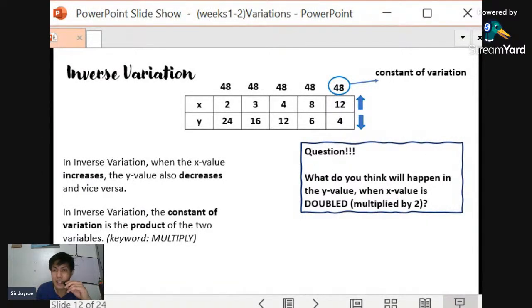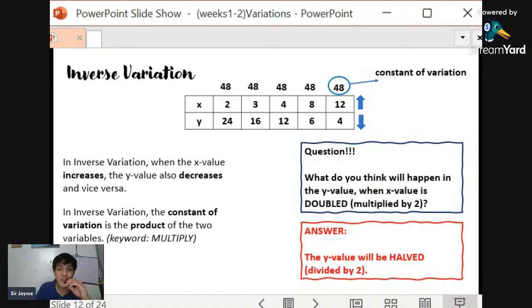Actually, may nakakuha na eh. Nakuha na ni Kylon. The y value will be half. Okay? Or will be halved. So divided by 2. So I think it will be easier if you're going to take that, no? 'Di ba? Doubled multiplied by 2. So the y value will be half divided by 2. Kasi 'di ba, ang kabaliktaran ng multiply ay divide. Okay, in inverse variation, hindi pwedeng sabihin na basta nag-increase, no, kapag ganito yung tanong. So kapag ang x value ay na-doubled, the y value will be half or divided by 2.